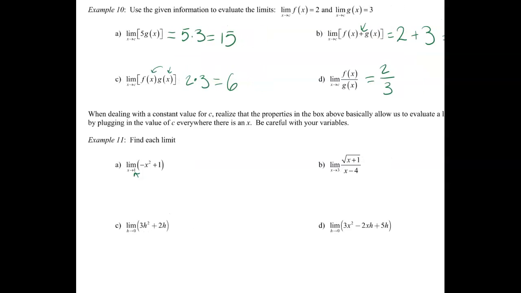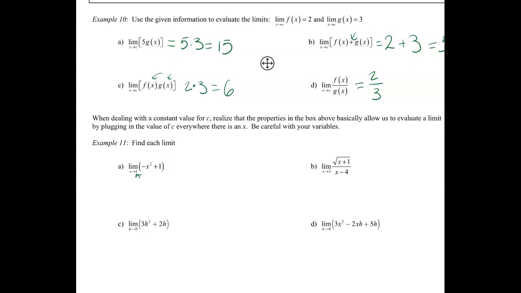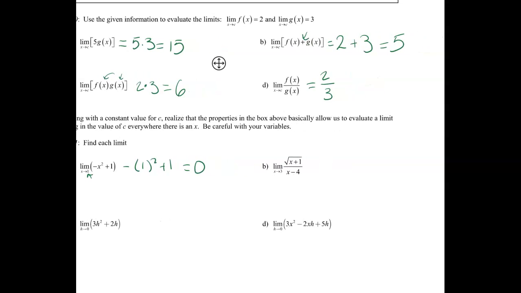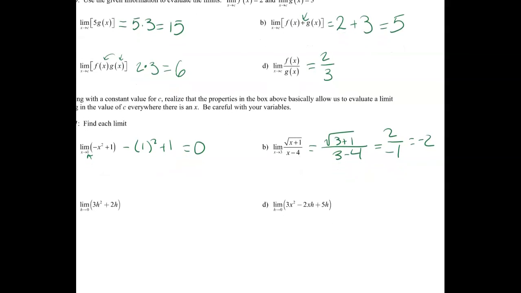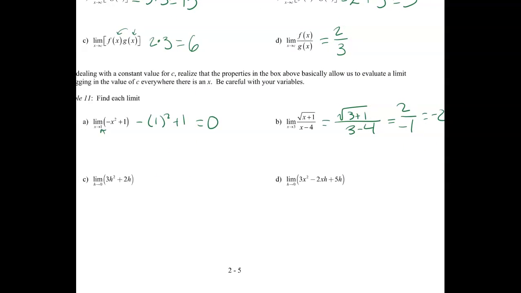So I'm going to have negative 1 squared plus 1, which should end up being 0. Cool. Plugging in 3, I get 3 plus 1 underneath that square root all over 3 minus 4. Which should end up giving me just square root of 4, which is 2, over 3 minus 4 should give me negative 1, otherwise known as negative 2. Alright, so again, as x approaches 3, I plugged in 3 for x. As x approached 1, I plugged in 1 for x.